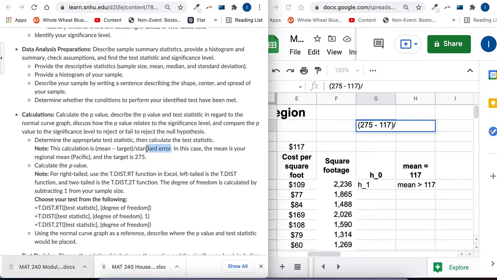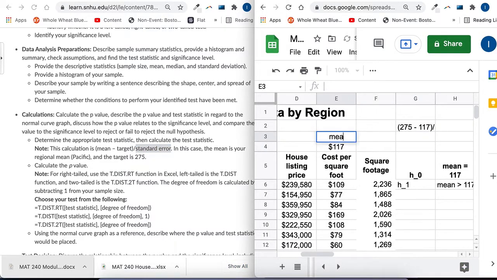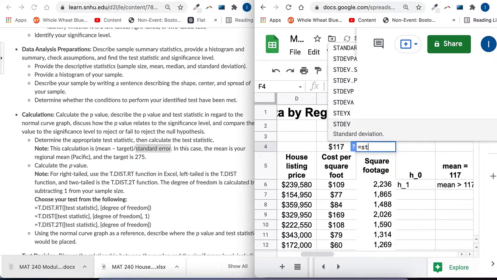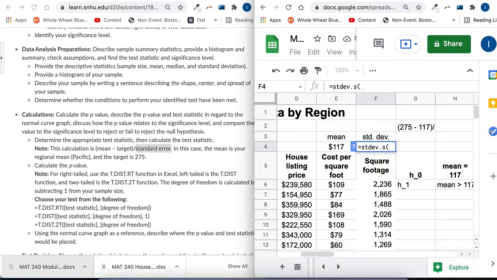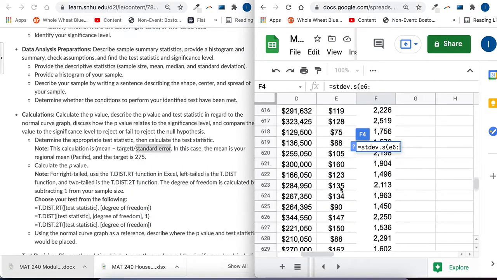Good, it does. Remember, the standard error from what we've done in zyBooks is not the standard deviation. Like, this is the mean. We need the standard deviation, and we want STDEV.S. You would use STDEV.P if it was population, but start on E6, and I forgot what the last number was.